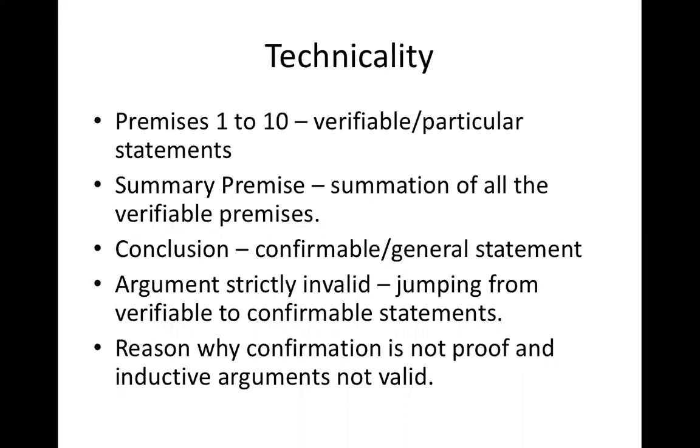Now, premises 1 to 10 are verifiable and particular statements. The summary premise is the summation of all the verifiable statements. The conclusion is a confirmable or general statement. So the argument is strictly invalid. It involves jumping from verifiable to confirmable statements. And that is the reason why confirmation is not proof and inductive arguments are not valid.